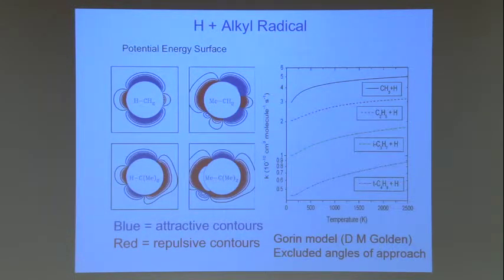So these are the rate constants for CH3 plus H as a function of temperature, H plus C2H5, C3H7, and then tertiary butyl there. And you can see that the rate constant is dropping by a considerable amount because of this exclusion region here. And there is something called the Gorin model that David Golden, who's at Stanford, has discussed extensively and used extensively, and that uses this idea of these excluded angles of approach.